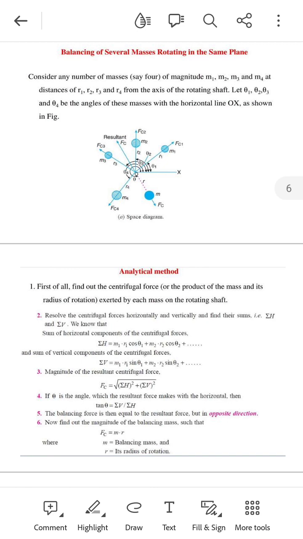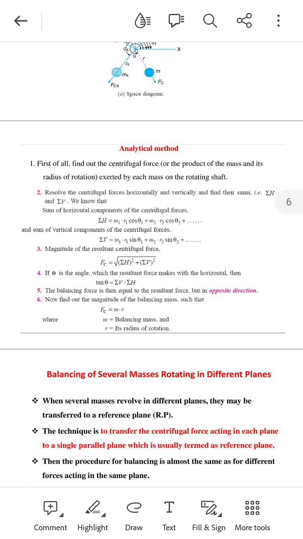The third step, magnitude of the resultant centrifugal force: F is equal to the root of summation of H squared plus summation of V squared. Then the fourth step, if theta is the angle which the resultant force makes with the horizontal, then tan theta is equal to summation of V divided by summation of H. Then the fifth step, the balancing force is equal to the resultant force but in the opposite direction. Now find out the magnitude of the balancing mass such that F is equal to m into r, where m is the balancing mass and r is the radius of rotation.